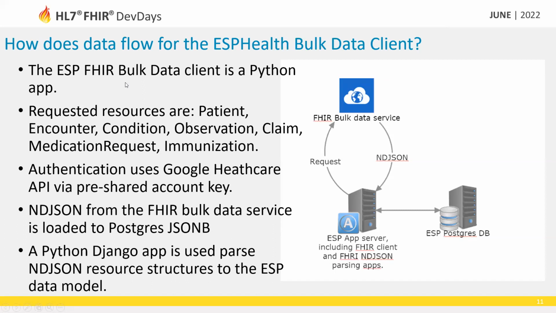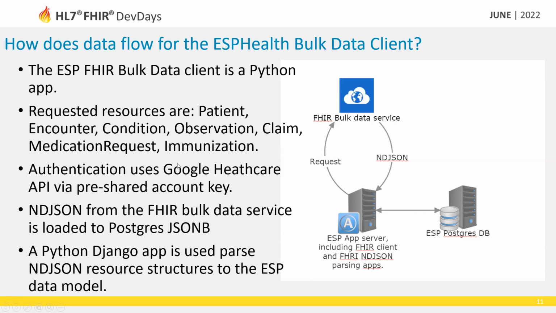So for the ESP FHIR Bulk Data Client, it's a Python app. It uses the requested resources: patient, encounter, condition, observation, claim, medication request, and immunization. So I think you get a feel for the type of data that goes into the ESP data warehouse.